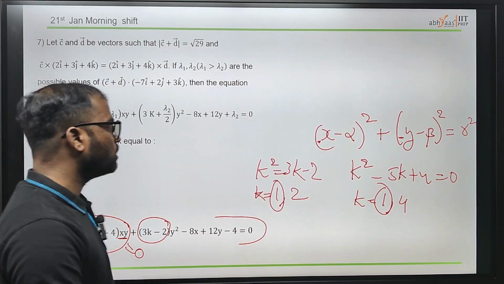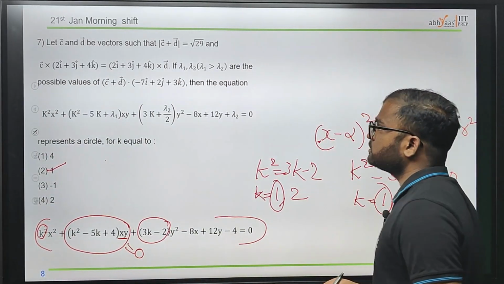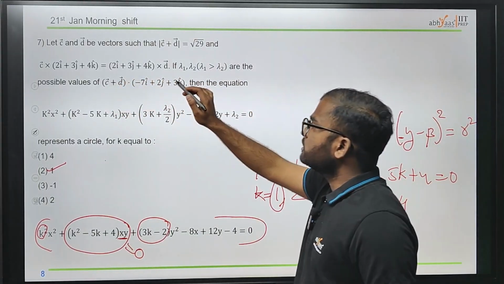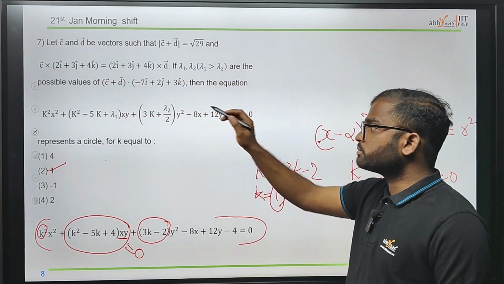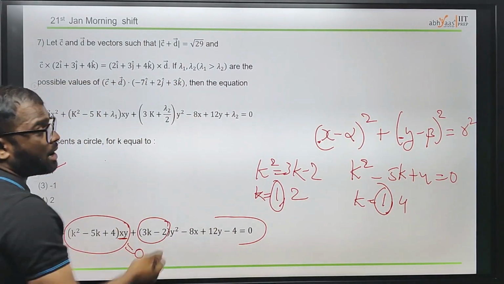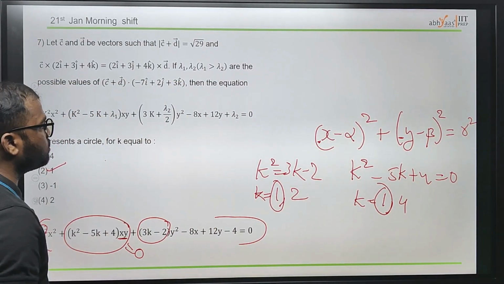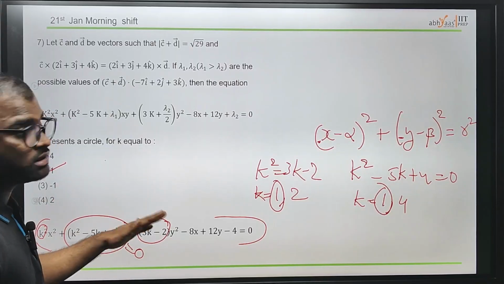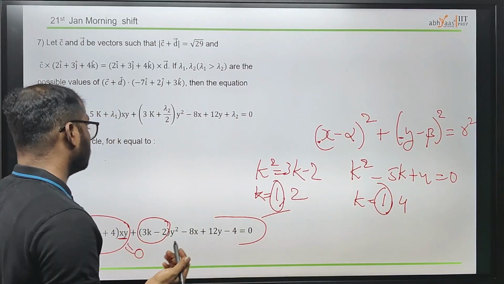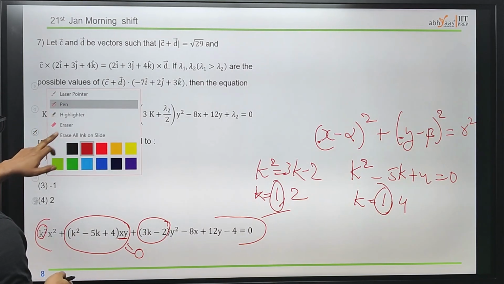I hope you understand how we got this. Firstly we do this process: distribute the cross product over addition. After that we find the lambda values. After substituting the lambda values, we use the circle process, by which we can easily find the k value, and that is nothing but 1. I hope you understood.